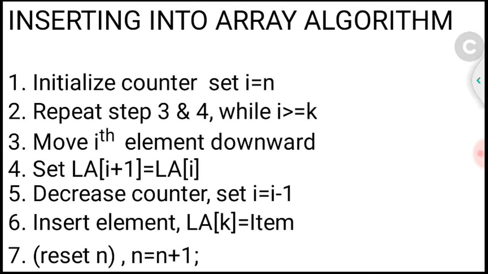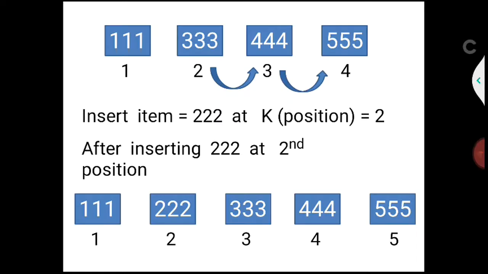So here is the algorithm, and after that we will see a simple C program which will quickly run without any error. Friends, see the first step. In the first step we are starting the counter I from the last location. The idea of this we will see in the next slide.